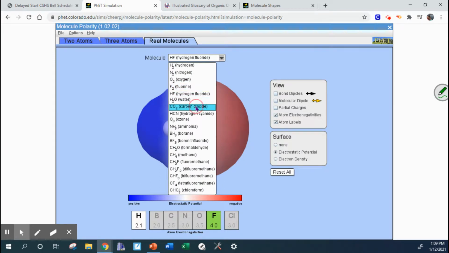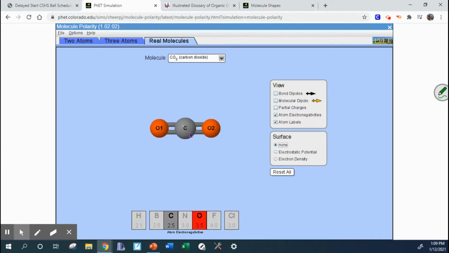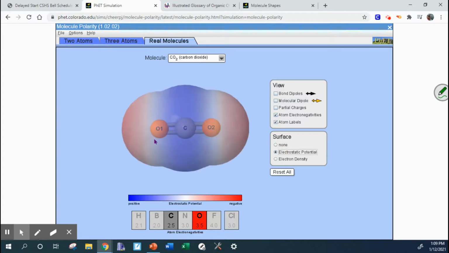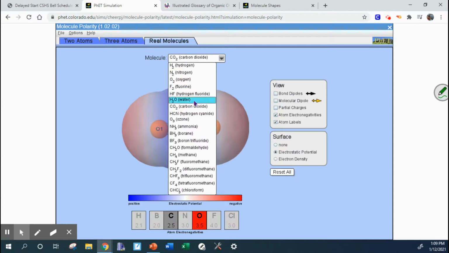Let's look at CO2. I've got two different elements. The difference in electronegativity is 1, which means it's a polar covalent bond type. If I look at the bond dipoles, that means oxygen's ripping electrons away from carbon on both sides. But because there's perfect symmetry, the dipoles are going to cancel each other out, so you'll see that there is no molecular dipole, and the molecule is nonpolar. The sharing of electrons is even. It's symmetrical. We're going to look at a couple more and we'll finish this out.